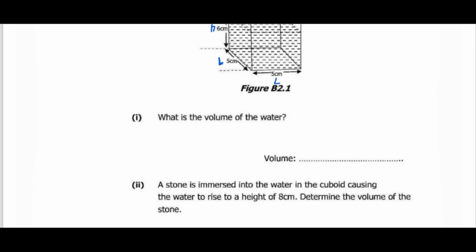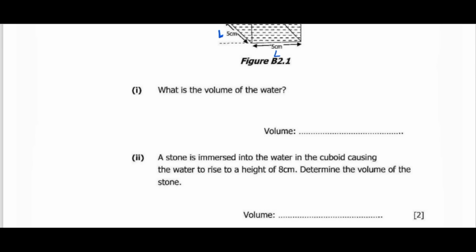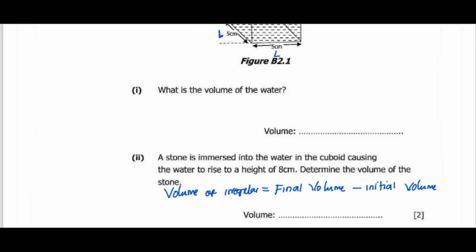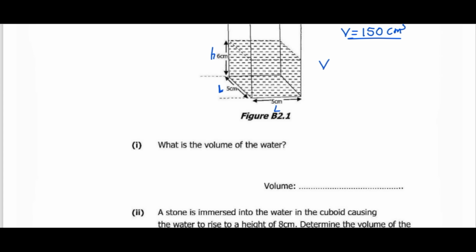Then question 2, a stone is immersed into the water in the cuboid, causing the water to rise to a height of 8 centimeters. Determine the volume of the stone. So under this one, the volume of a stone is just an irregular volume. The key point is, how do you find the volume of an irregular object? We are first going to find the final volume, then we subtract the initial volume from the final volume. The initial volume is the volume of water before the stone was immersed. So let's go back, we find the final volume. What's our final volume?